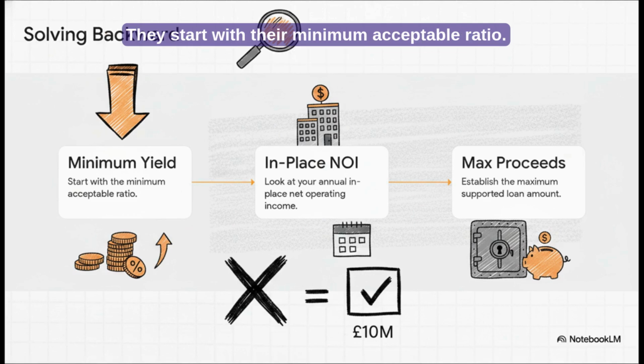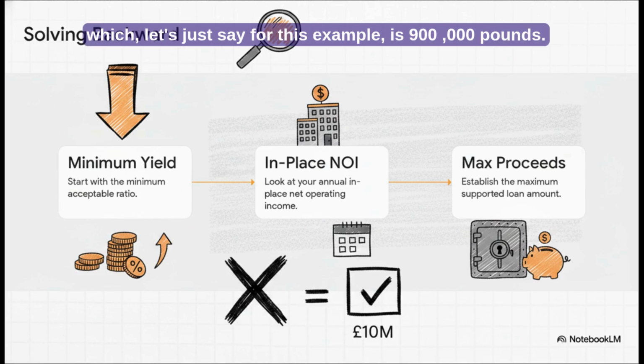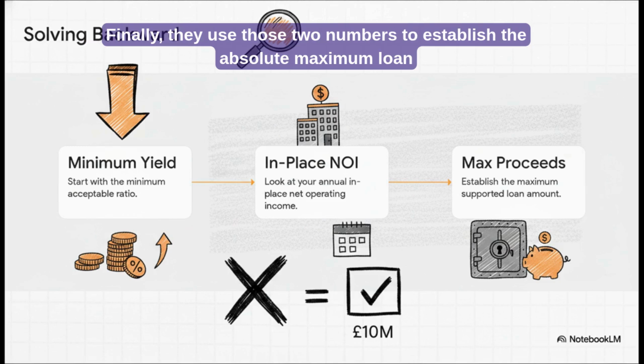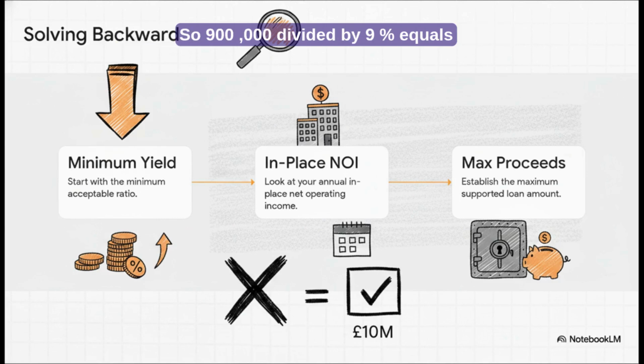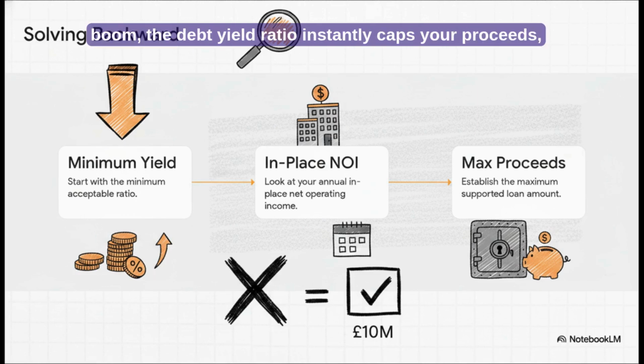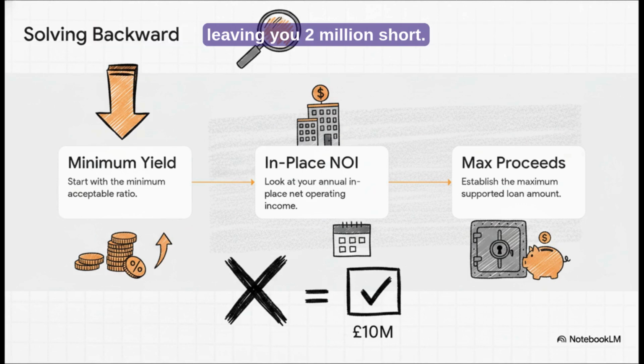They start with their minimum acceptable ratio. Let's say they want a 9% minimum yield. Then they look at your annual in-place NOI, which, let's just say for this example, is £900,000. Finally, they use those two numbers to establish the absolute maximum loan proceeds that your income will actually support. So 900,000 divided by 9% equals a maximum loan of 10 million pounds. If you walked in requesting 12 million based on a 60% LTV, boom, the debt yield ratio instantly caps your proceeds, leaving you 2 million short.